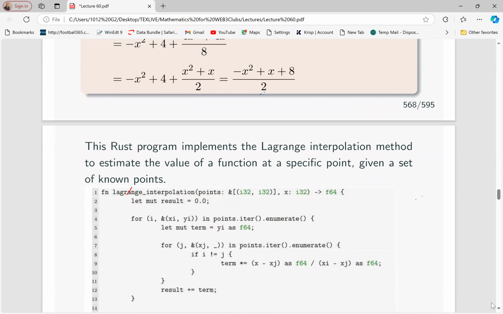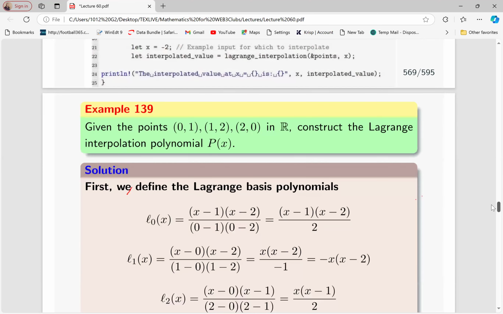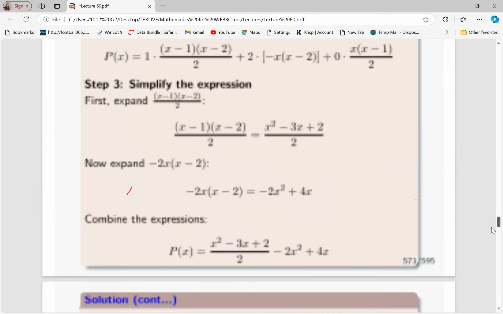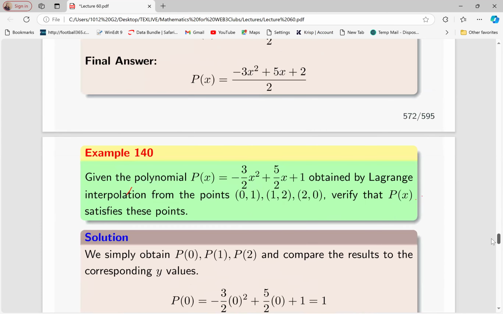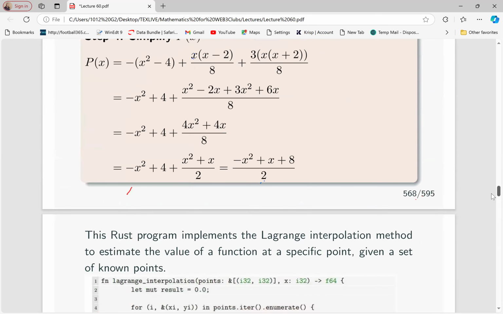Okay. So we have this code. This is the code. I think there's another example after the code. I wanted this example to come before, but since the code has appeared, let's look at it.